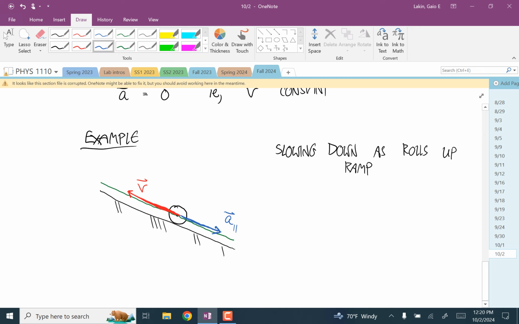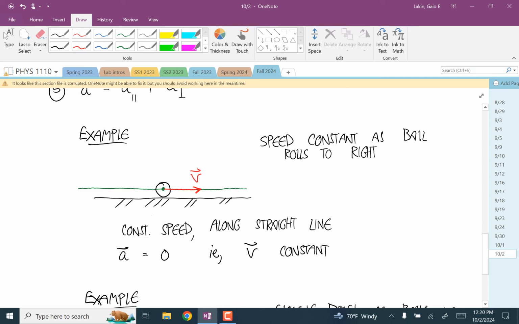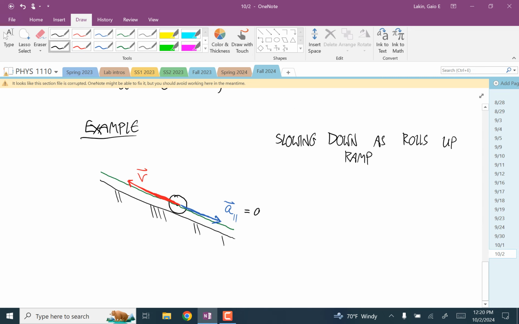Is it turning? No, it's moving along a straight line. So the total acceleration, if you go back up to this sum, we have something for A parallel, but nothing for A perpendicular. So A is just equal to A parallel. And so this is the direction of the total acceleration. Okay, and that's just one-dimensional. I mean, this is something we thought of as a 2D problem, but it just reduced to a 1D problem because it's just moving along a line.